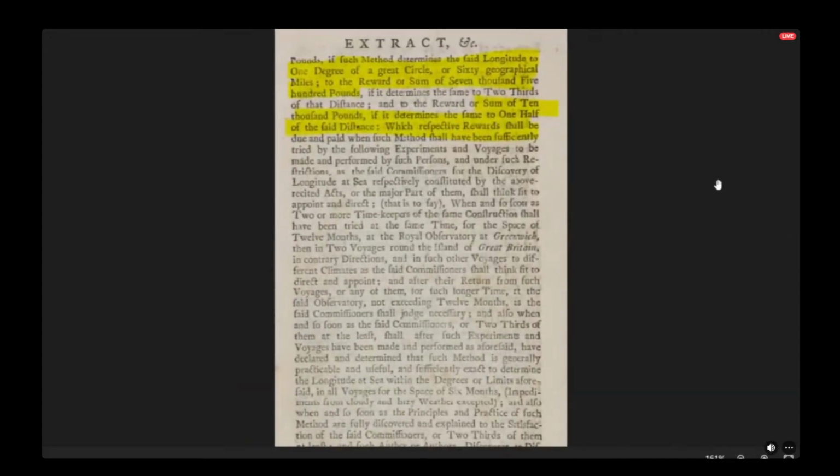That if such method determines said longitude to 1 degree of a great circle, or 60 geographical miles, the reward is 7,500 pounds. If it determines the same to two-thirds of that, the reward is 10,000 pounds. If it determines the same to 1/2 a degree of difference, more still. So the closer to half a degree of accuracy you can help me mark the longitude lines at sea, the more I'll pay you. It seems like that was a great project for them. And now that they can align a spherical coordinate system using a theodolite to a celestial coordinate system, also spherical, that's extra useful, isn't it?